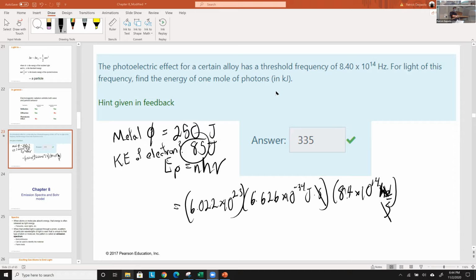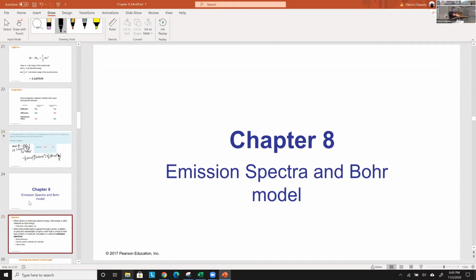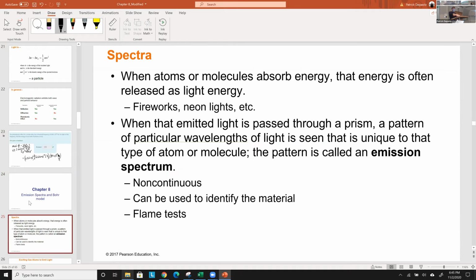No? Okay. All right, so now we're going to talk about the Bohr model of atoms. So now we're going to take all this information on radiation and energy and electrons and how electrons behave with light and energy, put that into atoms, atomic talk.